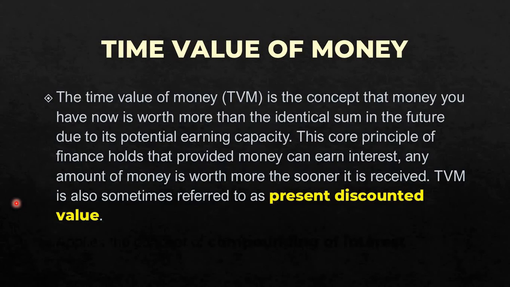So, sabi, the time value of money, or TVM, is the concept that money you have now is worth more than the identical sum in the future due to its potential earning capacity. This core principle of finance holds that provided money can earn interest, any amount of money is worth more the sooner it is received. TVM is also sometimes referred to as present discounted value.